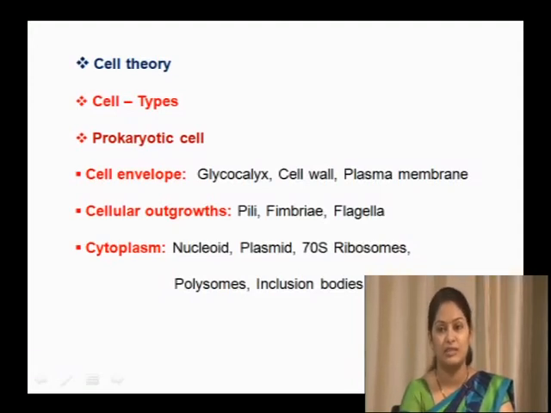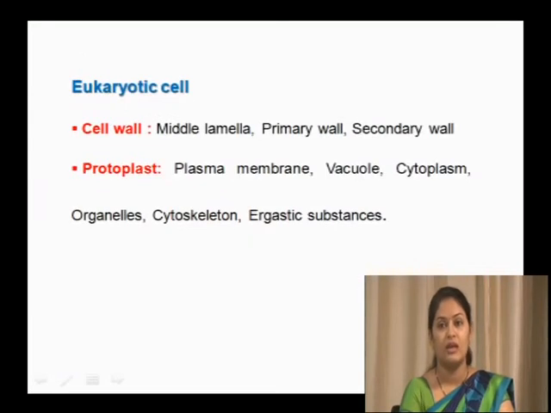Lastly, the cytoplasm. Cytoplasm contains mainly the nucleoid, that is the genetic material, and plasmid. Plasmid may or may not be seen in a bacterial cell. It also contains 70S ribosomes, polysomes, and inclusion bodies. All other membrane-bound organelles are absent in a prokaryotic cell. Eukaryotic cell is basically classified into cell wall.